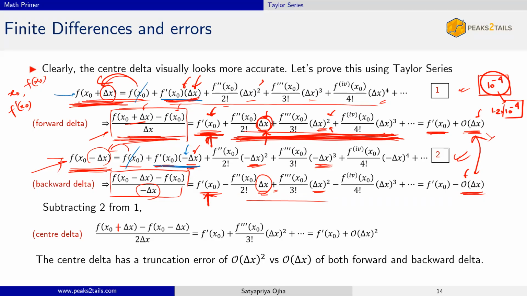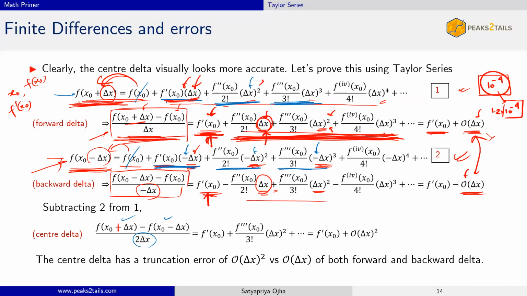So these two get cancelled. This will be doubled. This and this will again cancel, because positive delta x square, my negative delta x square is the same thing. It will do minus, this will cancel. This minus this will be double of that term, double of this delta x cube. So even terms will cancel out, odd terms will be doubled if I do the difference, okay? And then finally, you do the subtraction, then divide by 2 delta x.